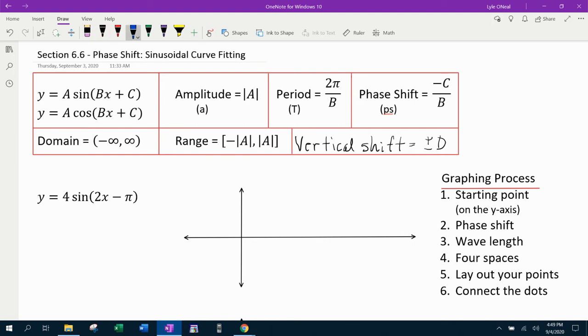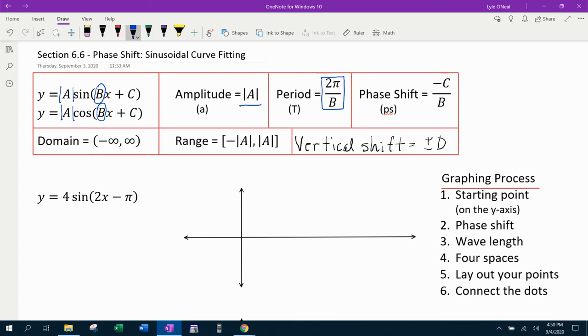let's talk about amplitude. Amplitude is the absolute value of the lead coefficient. So if you take the absolute value of the number in front of the trig function, that's going to give your amplitude. And since it's absolute value, that means your amplitude is always positive. Next, our period formula is 2 pi over b, and that is true for sine, cosine, secant, and cosecant. And the coefficient of x here, the capital B, is going to affect the period, which is the wavelength, okay?